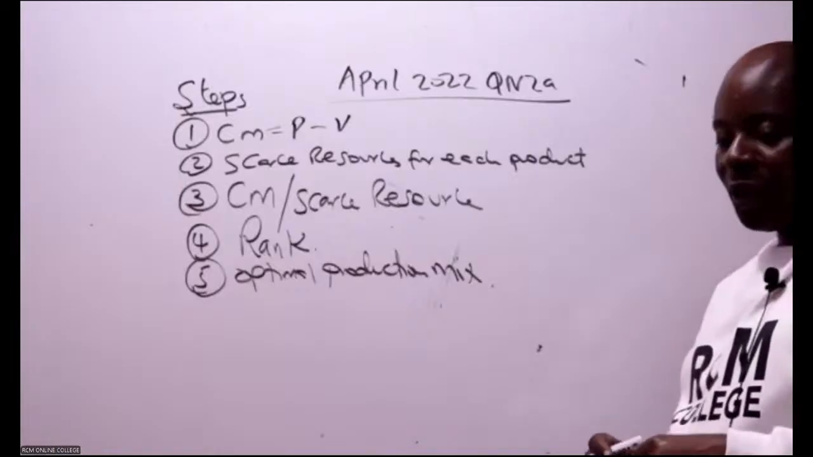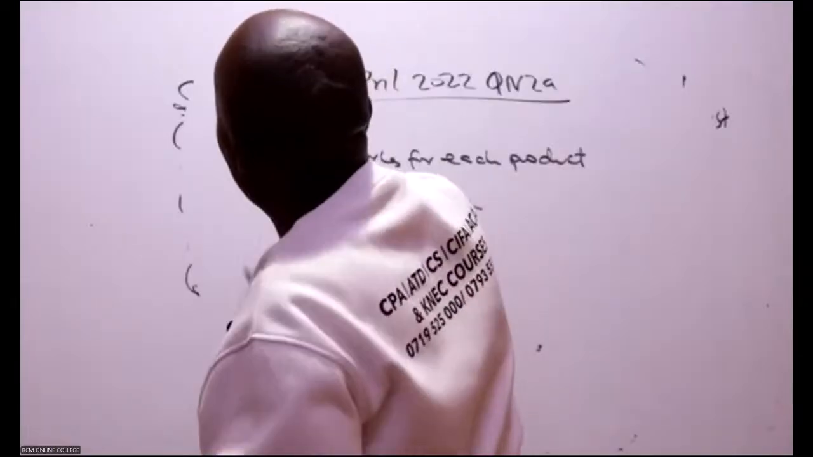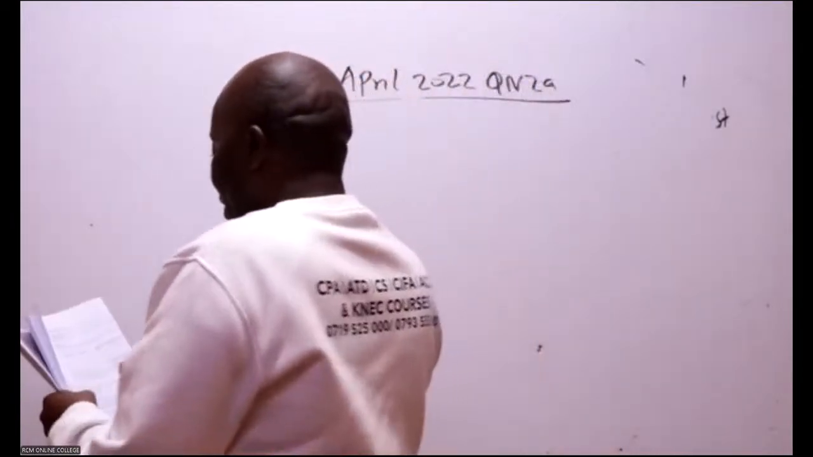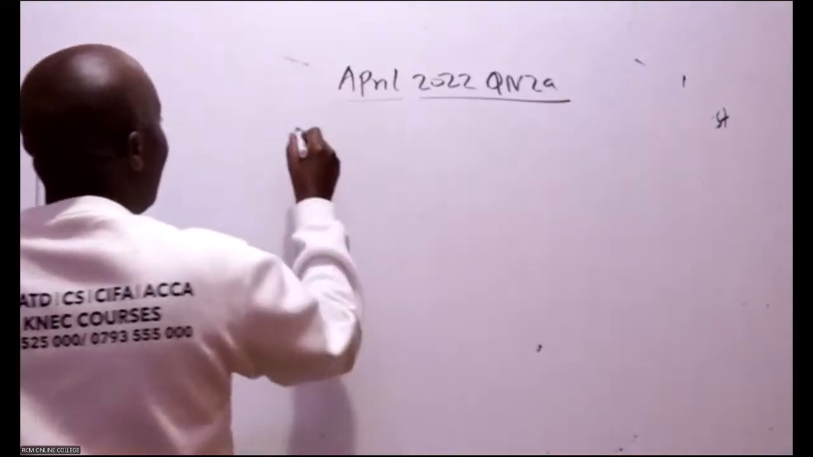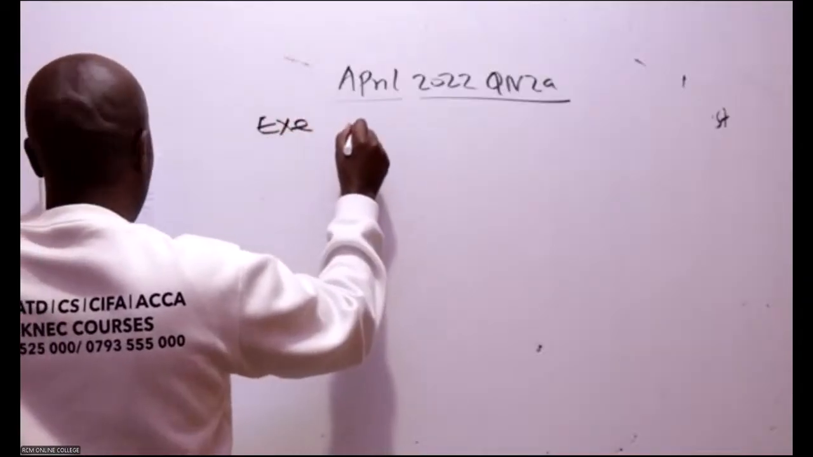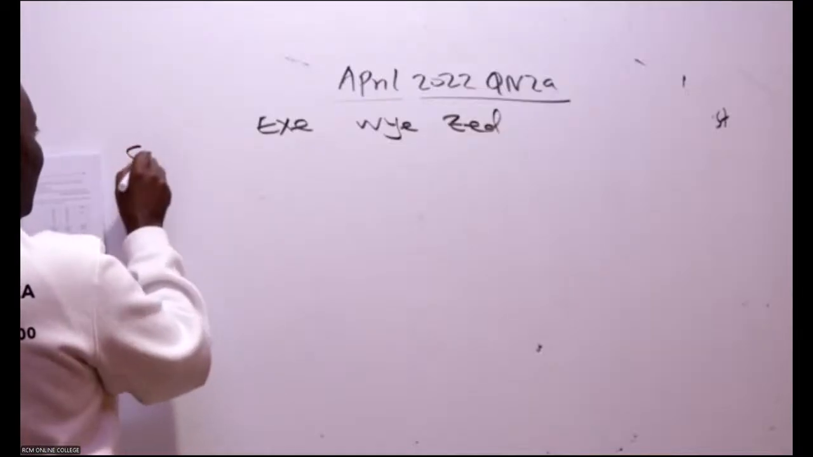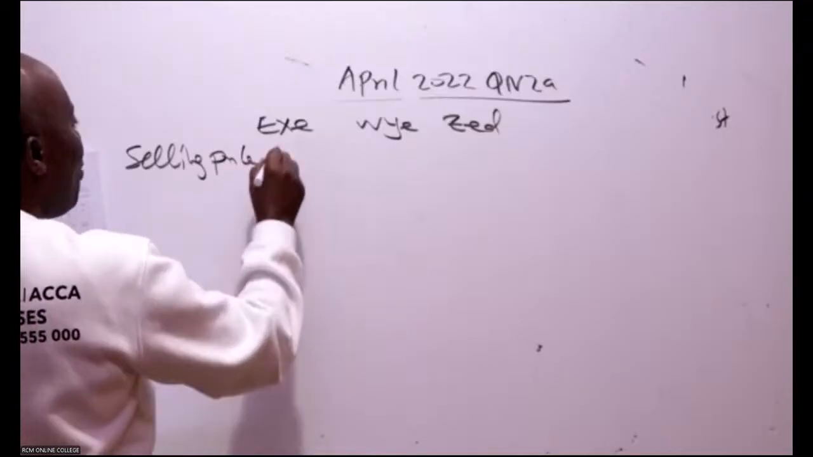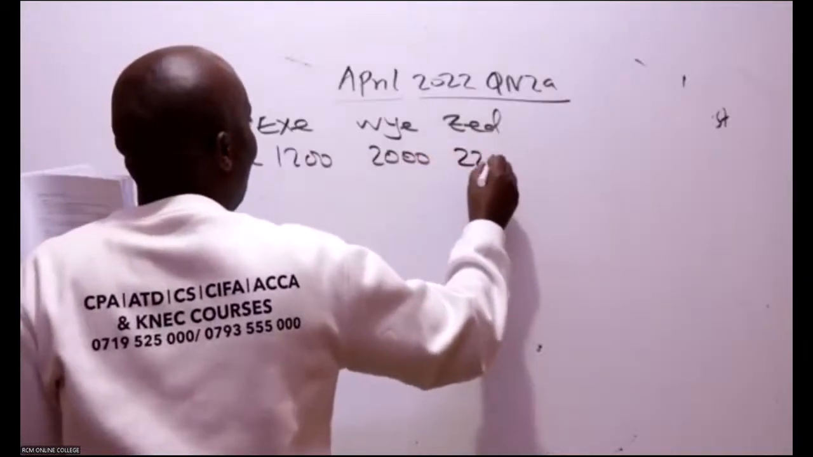Thank you so much. Let's move slowly and get this low-hanging mark of contribution margin, where we shall write the selling price. We have our selling prices for the 3 products, very easy: X, Y, Z. For X we have 1,200, for Y 2,000, and for Z 2,250.